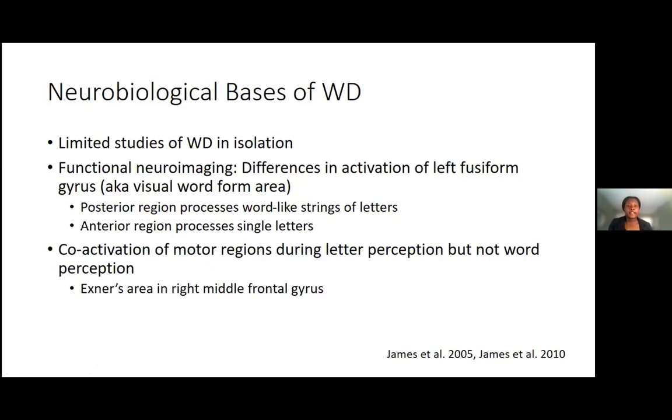And the interesting thing here is that when that anterior region is activated, we also see high rates of co-activation of motor regions. So for example, recruitment of an area in the right middle frontal gyrus that's known as Exner's area. And it's thought that the advantage here is that when we think about letters, we may have to think more about the motor formation, but it's not necessarily advantageous to think about or to plan for motor formation of a whole word as contrast to a letter.